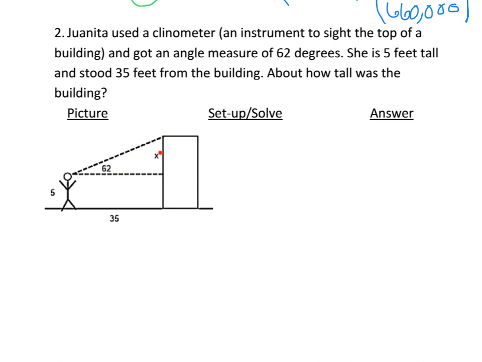We can figure out what x is right here. But once we find x, we need to use that information to find out how tall the whole building is. So whatever x is, we still have to remember to add on how high up the device is from the ground, which is 5 feet, because that's how tall she is. So we'll get our answer and add 5 to it, and that will be our final answer, what they're asking for. Let's label the triangle. This right here is our right angle, and our angle that we're talking about is 62 degrees.